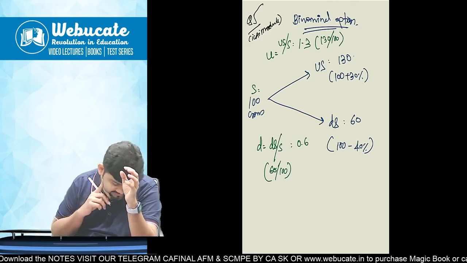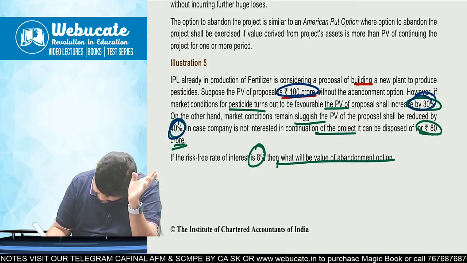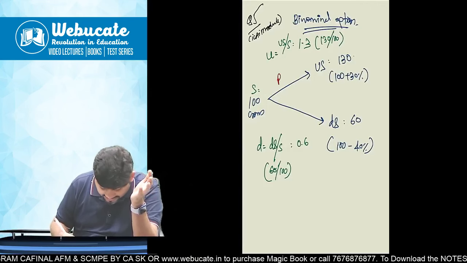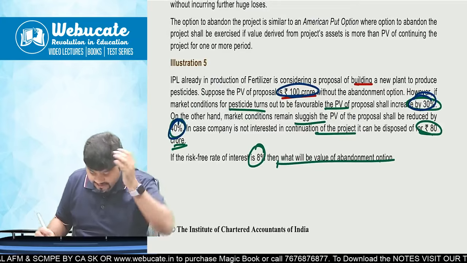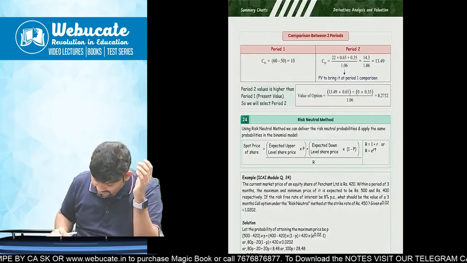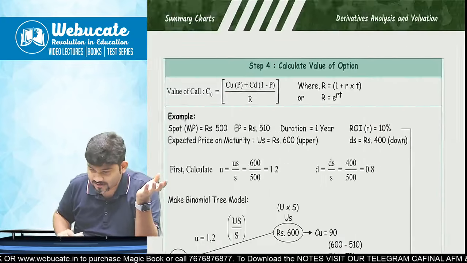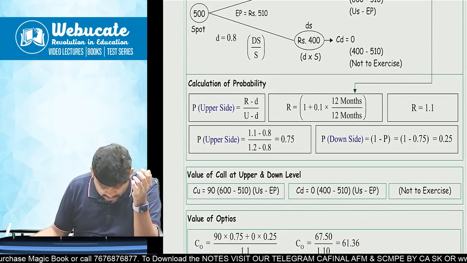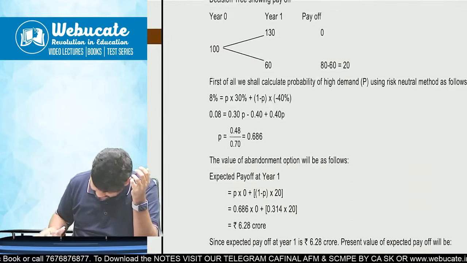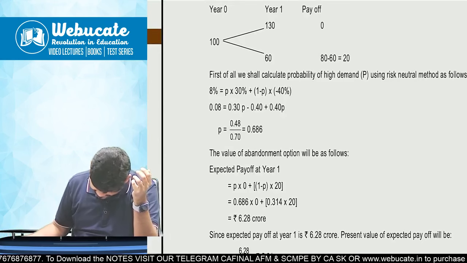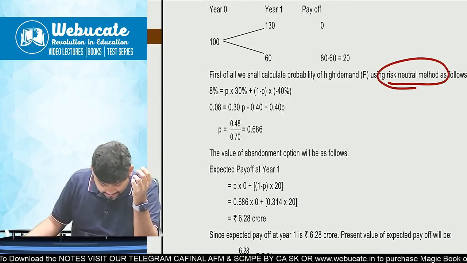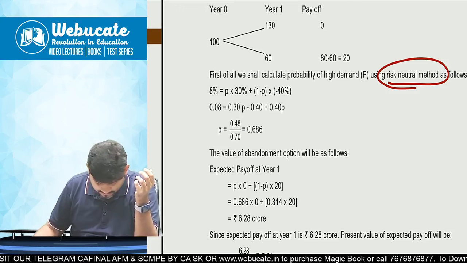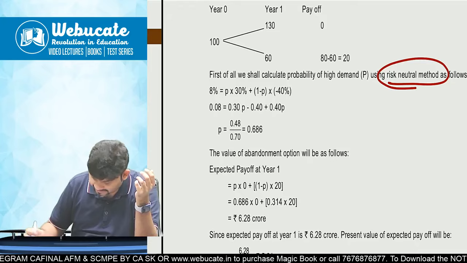Alright, sure. Next, we have to calculate the probability. Can I say probability is missing? So, can we calculate the probability? Yes, the answer is absolutely yes. So, how do we calculate the probability? One is the risk neutral method, and the other is our formula method, R minus D upon U minus D. So, we can use either of them to solve. Let's see what they have taken. I think they have taken the risk neutral method. So, that's absolutely okay. We may also use our own method, which will give us the same answer.